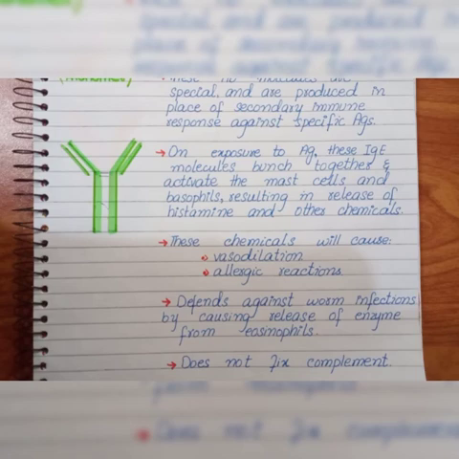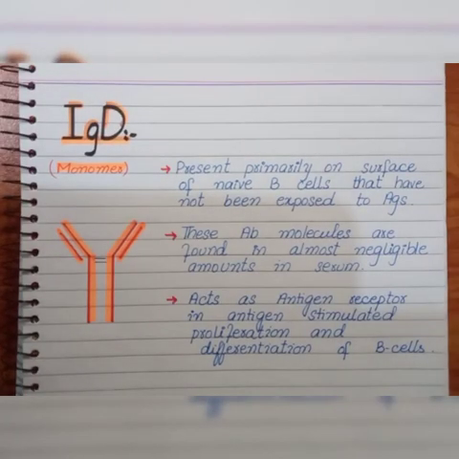It's a monomer molecule, and it also helps in inflammation and some allergic reactions. Lastly, we have immunoglobulin D, and it's a monomer. Here we have immunoglobulin D.